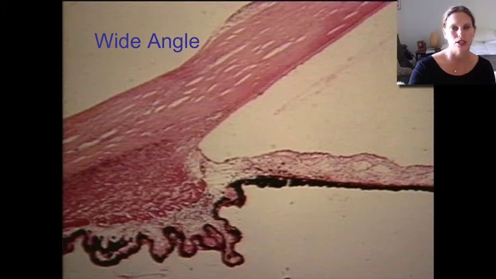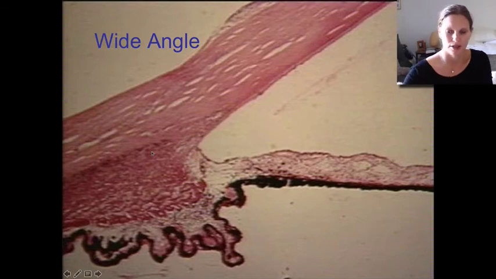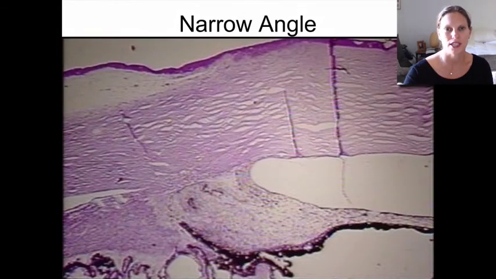One is considered wide angle. This is wide angle. And in this picture, this is a histology slide. So this is the cornea. This is the iris. This is the ciliary body. The lens would be over here. So the canal of Schlemm would be in this area right in here, the trabecular meshwork. So wide angle is referring to the angle produced here between the iris and the cornea, right? It's like a big wide angle, hence wide angle, versus this one, narrow angle, right?